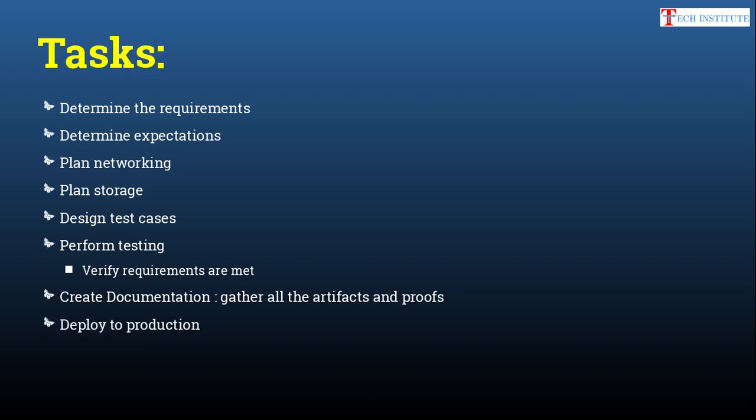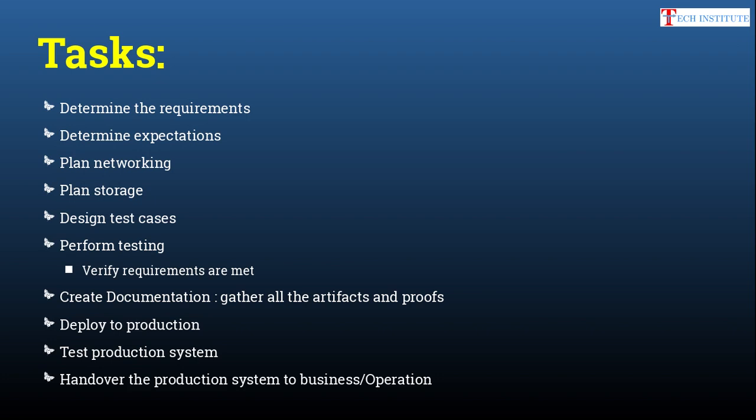Then you go and deploy it to production, because before deploying to production you have to do a POC and all the earlier things like testing. You then do testing again on the production system, like failover tests and all those test scenarios, to confirm that your production is working as per expectation. Once that is done, you have to hand over the production system to your business and operations, with proper sign-off and all the documents, so that your customer or operations team can handle it by themselves.